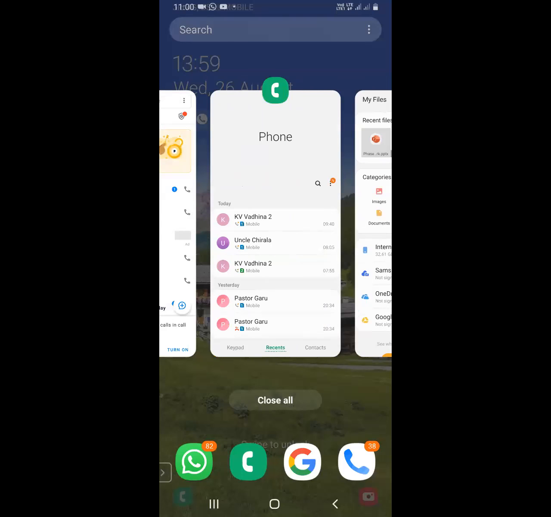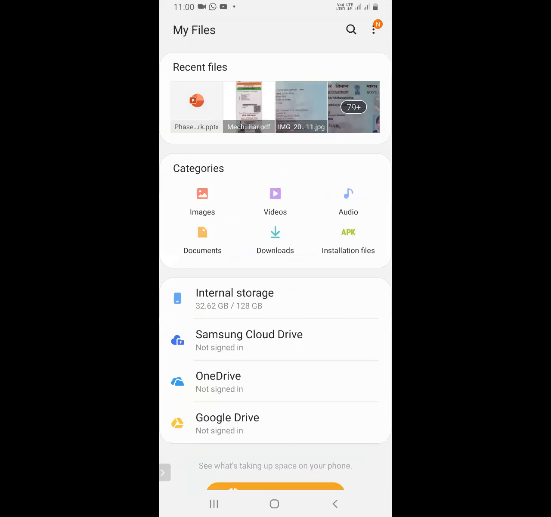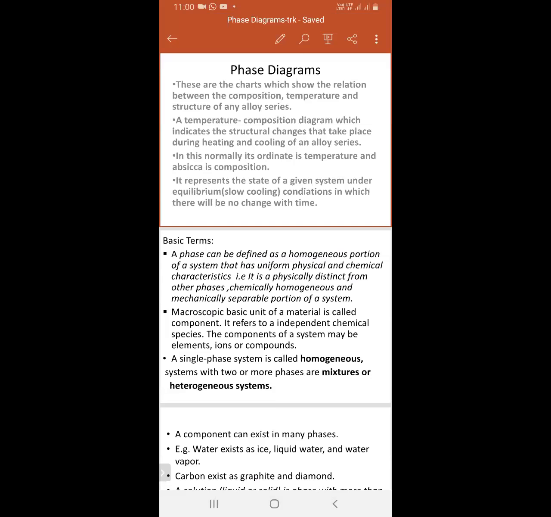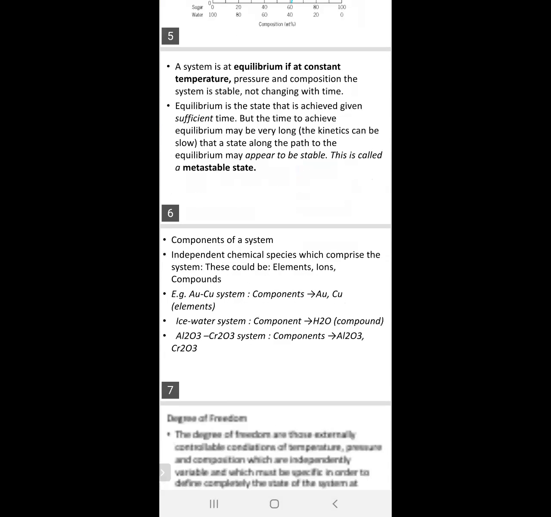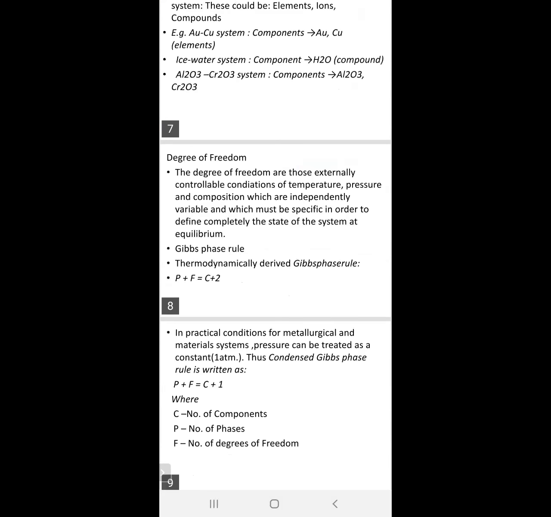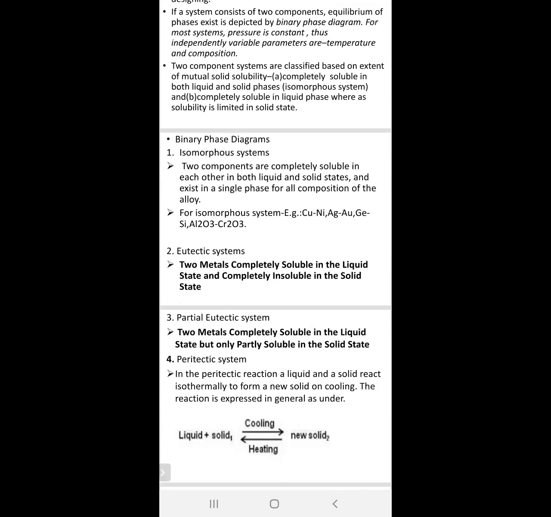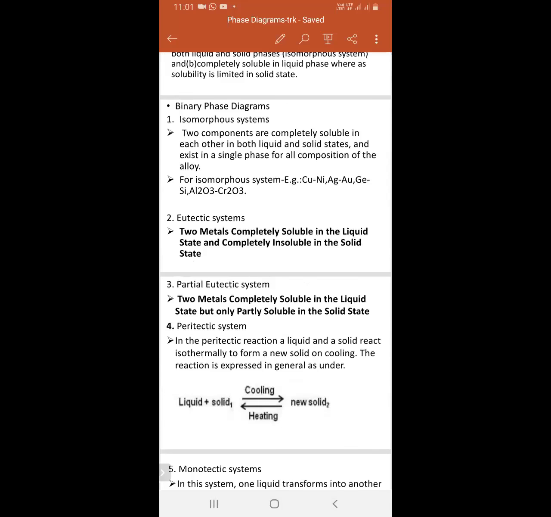See, last class we discussed phase diagrams, phase diagram classification, and binary phase diagrams. In total, how many types of binary phase diagrams? Total 7 types we discussed last class. One is the isomorphous system.